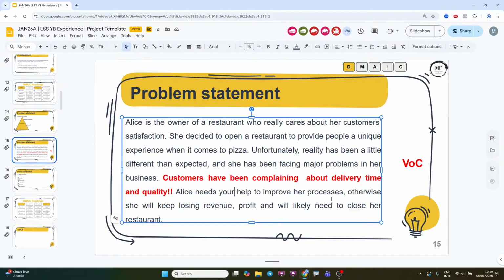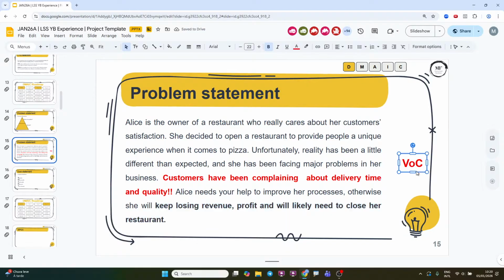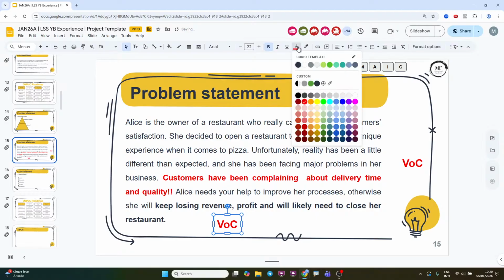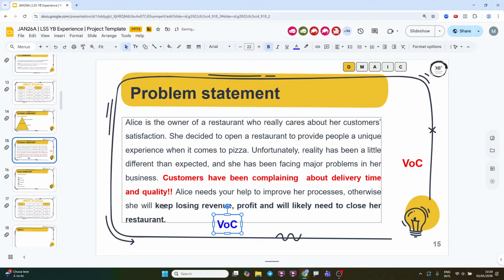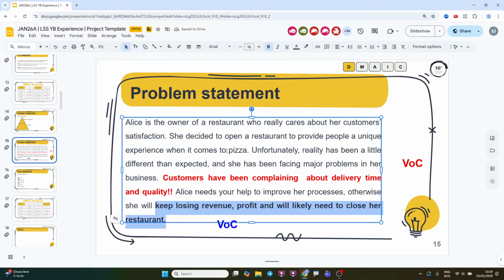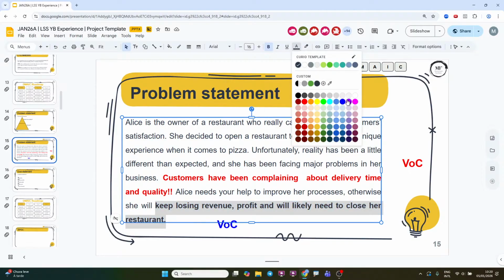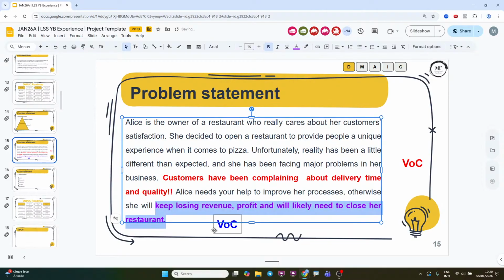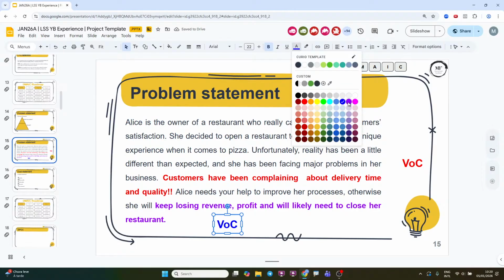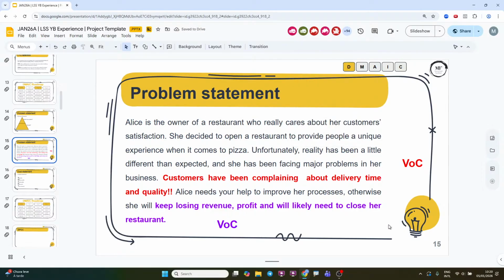Because if we don't improve this process, we'll keep losing revenue, profit, and there is a risk that this restaurant will need to close. So please, I'm sorry if I am being repetitive, but I want to reinforce that. Type VOC and VOB if you understood that in this problem statement we have VOC and also VOB.